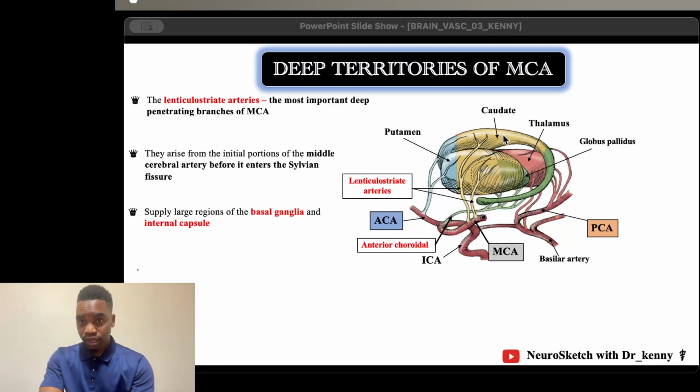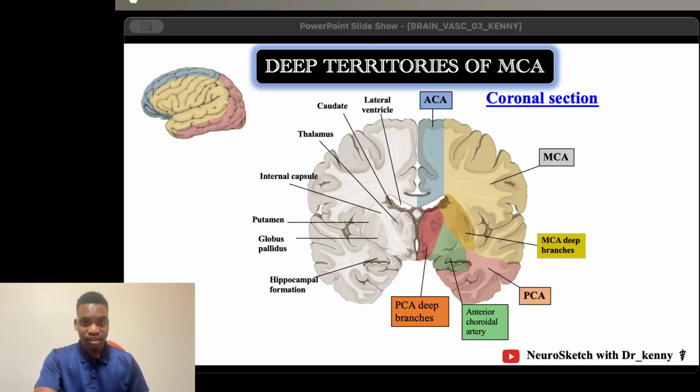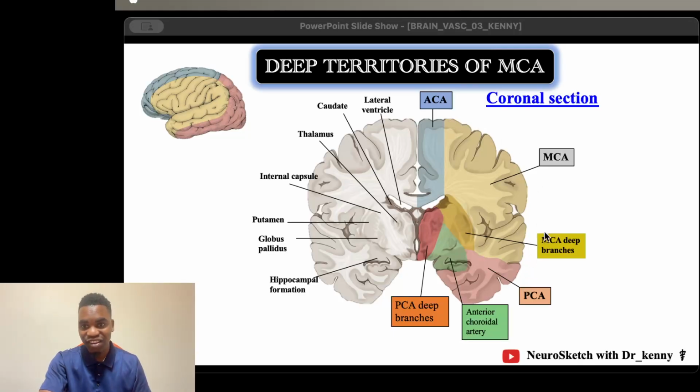So yeah, it supplies part of the basal ganglia and the internal capsule as well. Let's take the coronal section through the brain to see what structures will be supplied by the middle cerebral artery. This is the coronal section, it will supply all the way from here to here. Anything that falls under this region will be supplied by the middle cerebral artery, at least on the superficial part. But on the deep surface, the deep structures, the middle cerebral artery will supply this part.